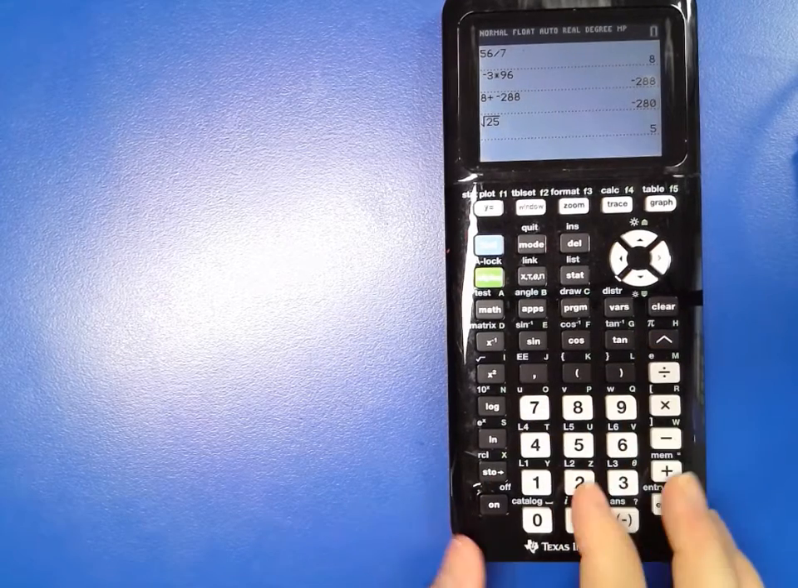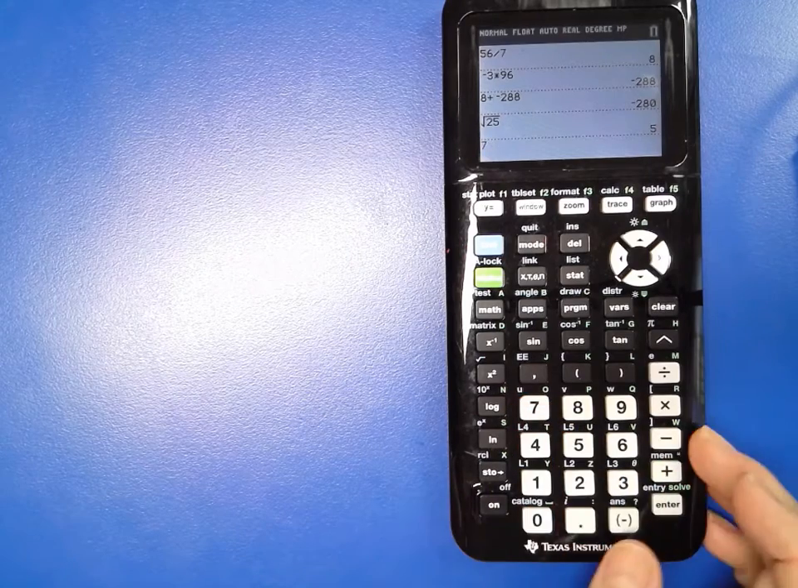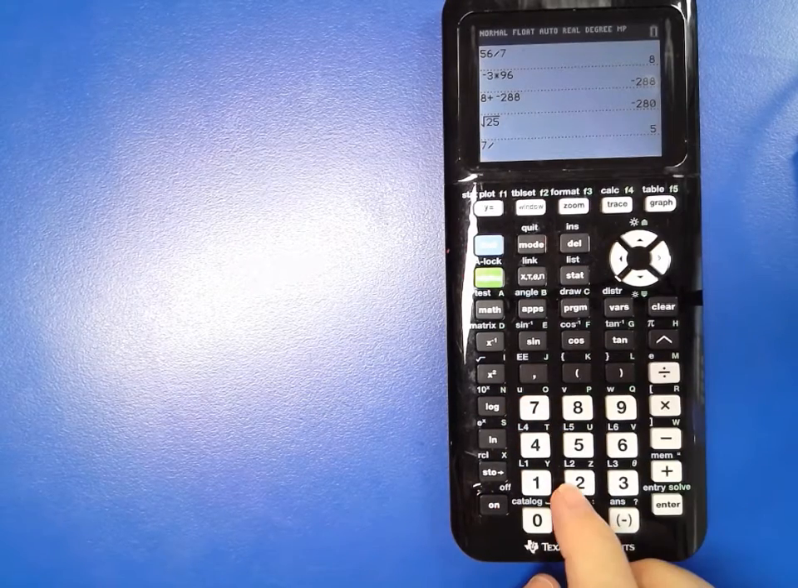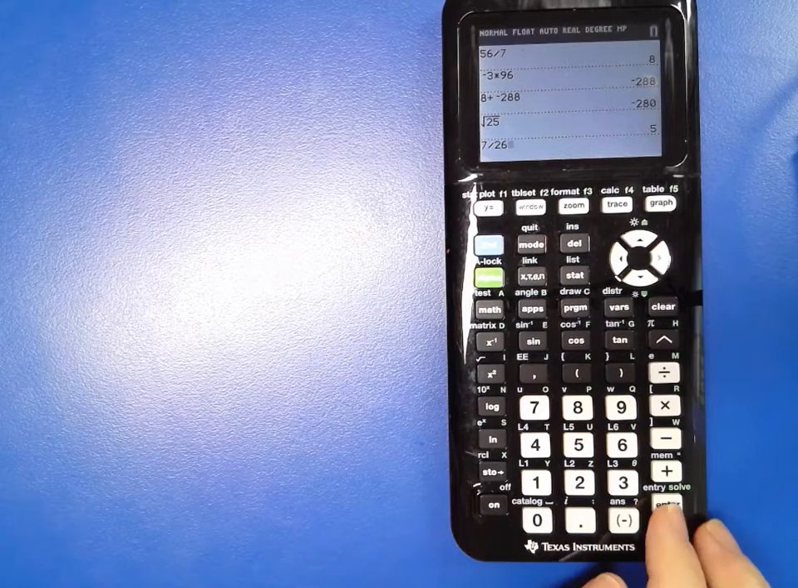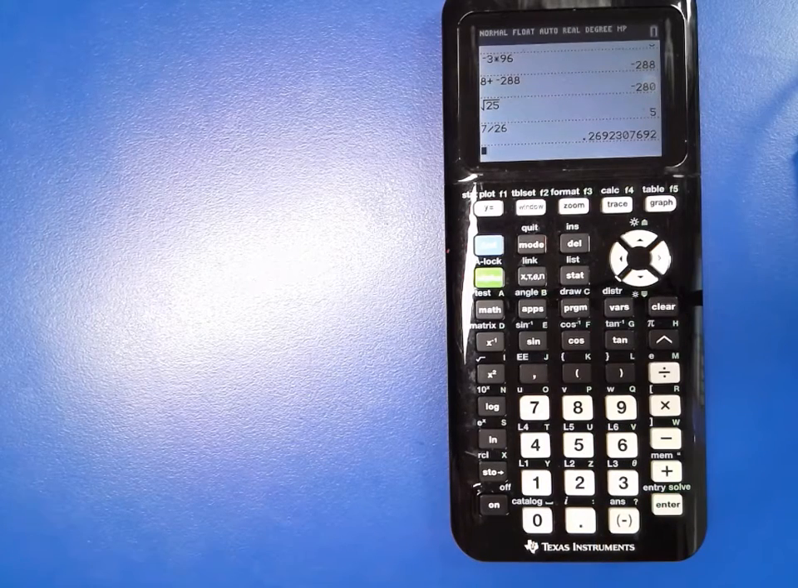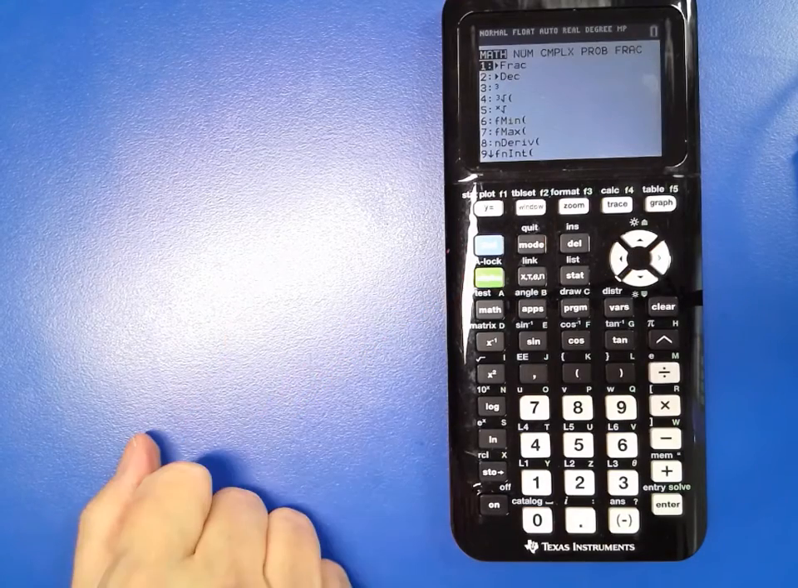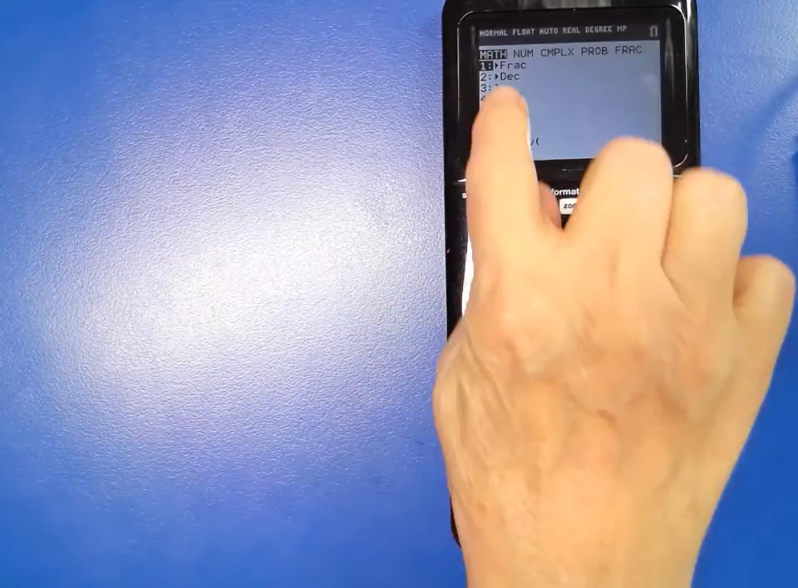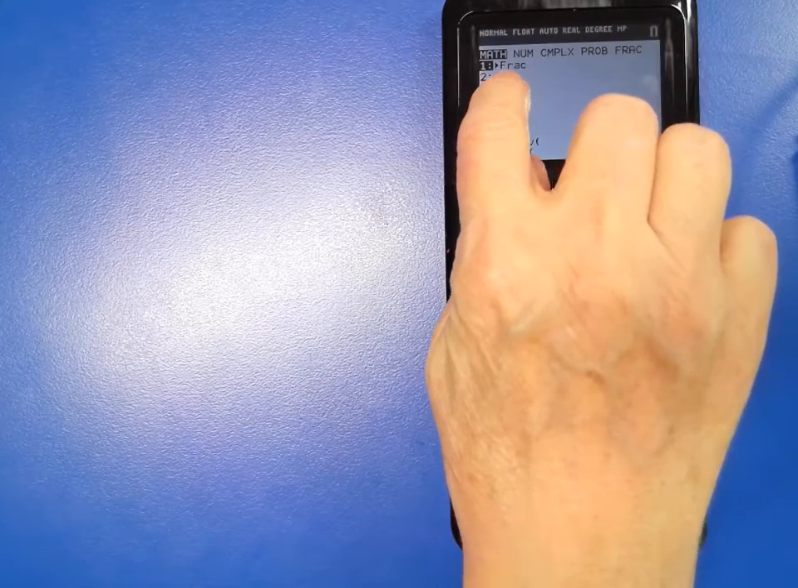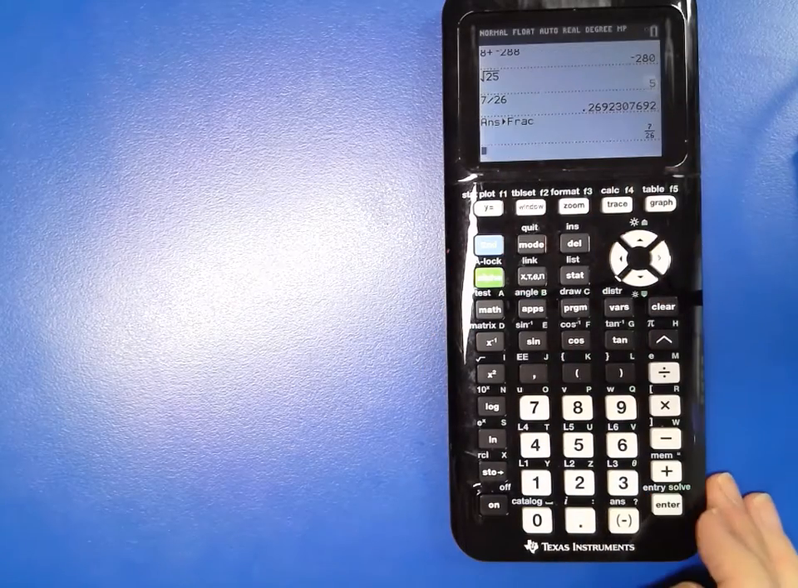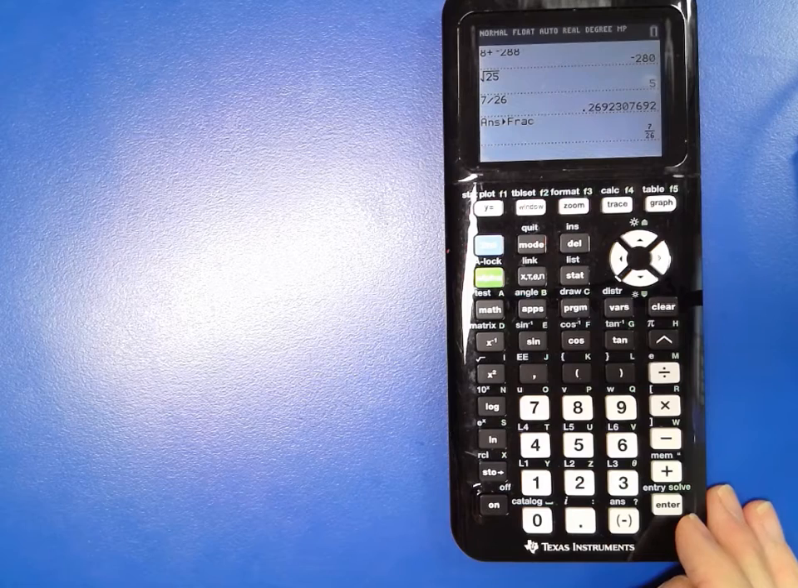What if I have 7 divided by 26? It gives me some decimal, and if I end up with a decimal and I want it to be a fraction, I can hit math, and then it says Frac right there. So I hit enter, enter, and it'll turn it back into a fraction again. That's like the ABC key. Okay.